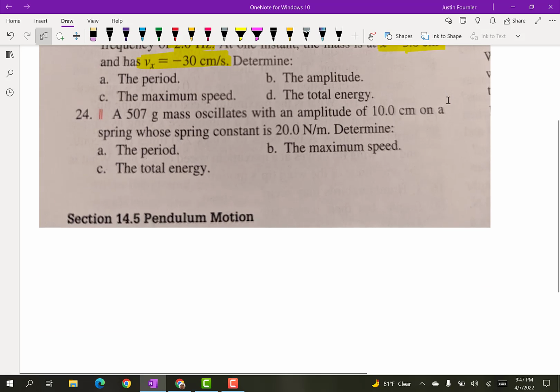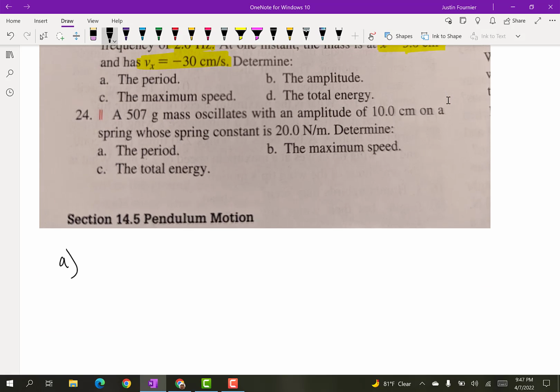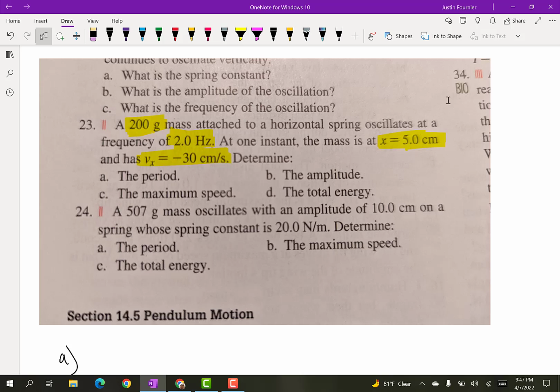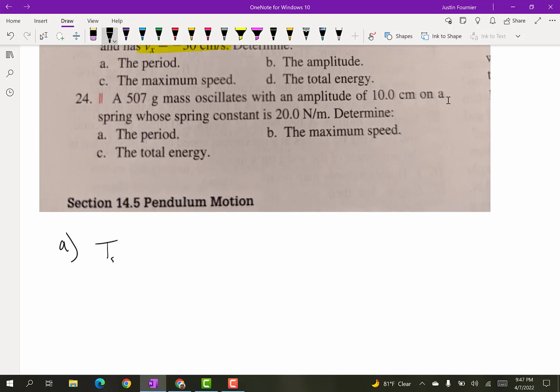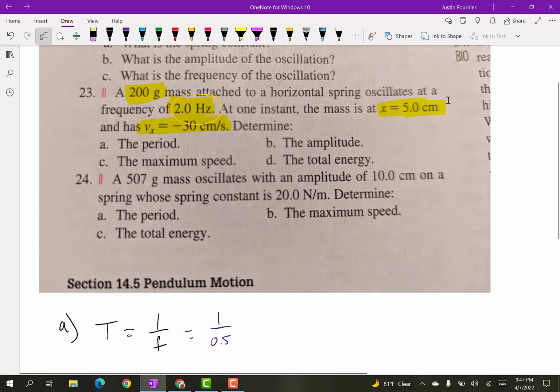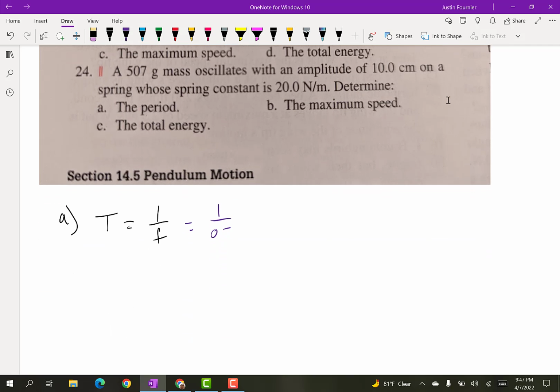So let's do it. For part 1, it says determine the period. Well, good news is I got the frequency, and the period of anything is just the inverse of the frequency. So that means it's going to be 1 divided by 2 hertz. So that's going to be 0.5 seconds. So 0.5 seconds is the period.